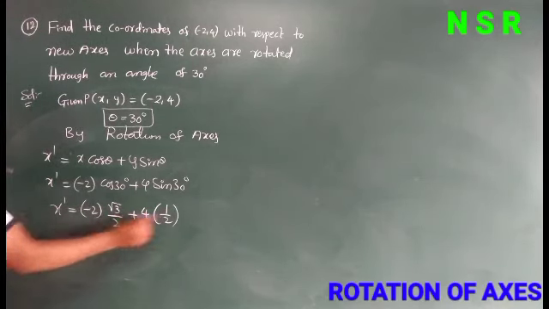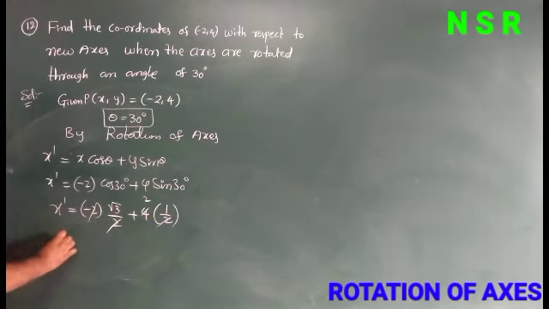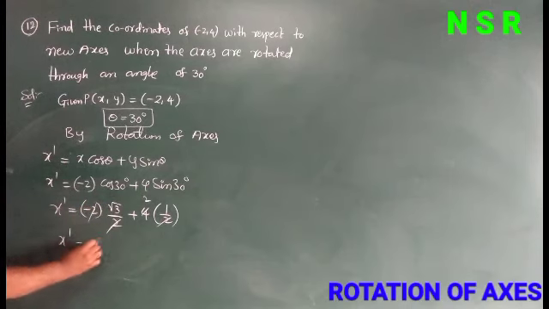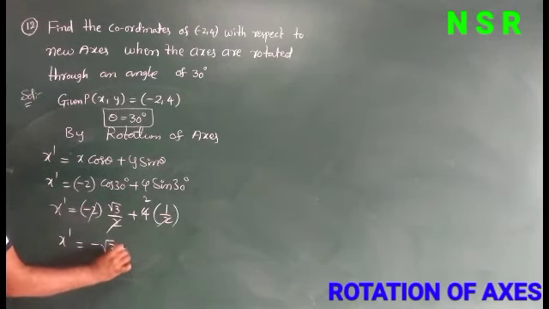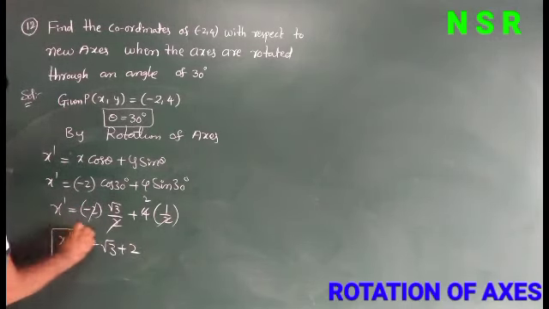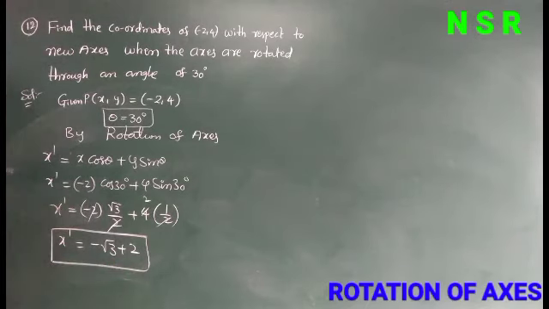Now in both terms we have a common factor 2, so cancel the 2; 2 twos are 4. So we can write x' = −√3 + 2 into 1, that is, 2. So this is the x' value.